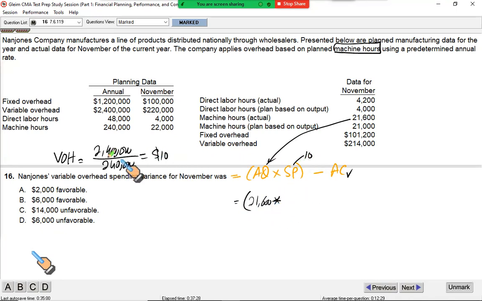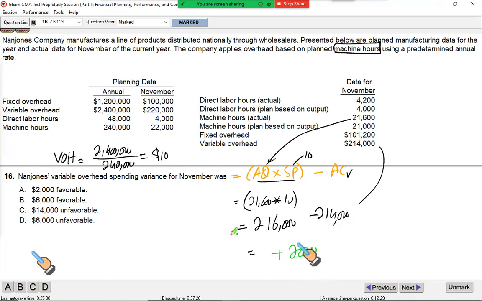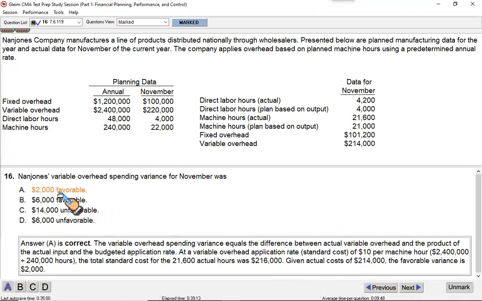Multiply that with the rate we have for variable overhead, which is $10. So as per our calculation, 21,600 multiplied by 10. Our cost should have been 216,000 as per the standard. But our actual variable cost was 214,000. So the cost should have been 216,000, but the cost was only 214,000 as per the formula, which means our spending variance is 2,000 favorable, and that makes A the correct option, right? I've just used the formula, extracted the information, and here I go.